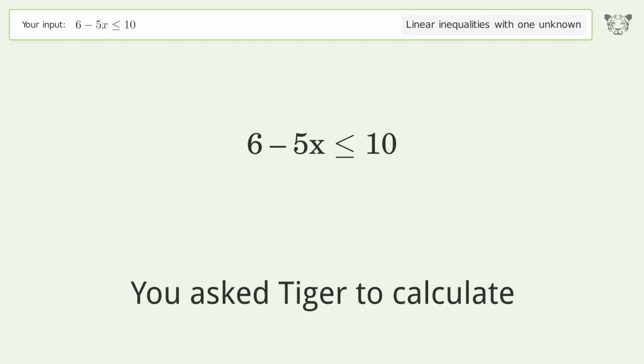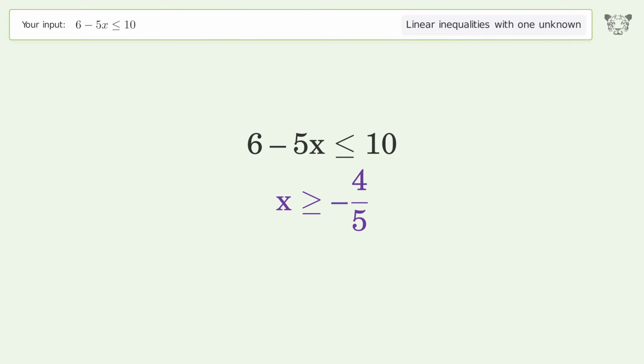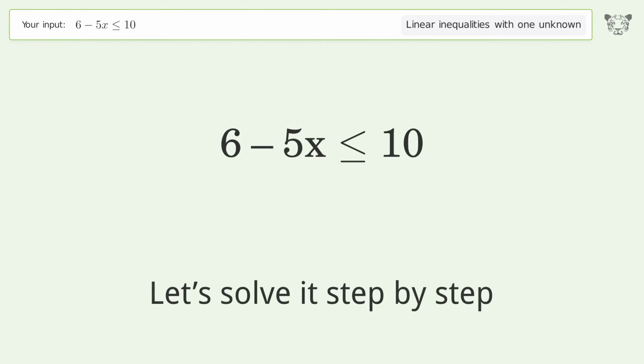You ask Tiger to calculate. This deals with linear inequalities with one unknown. The final result is x equal or greater than -4/5. Let's solve it step by step.